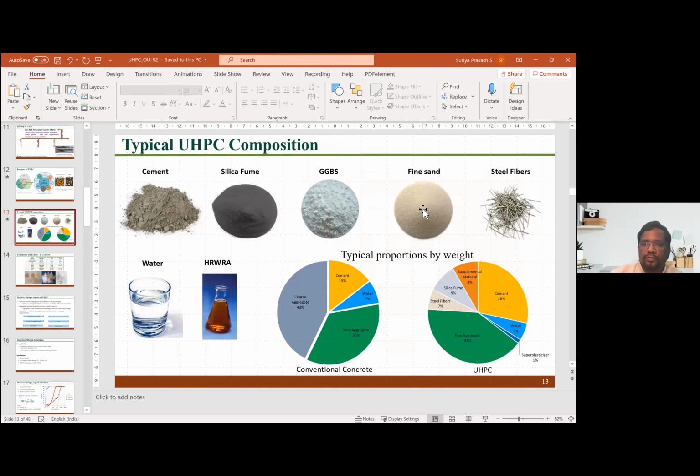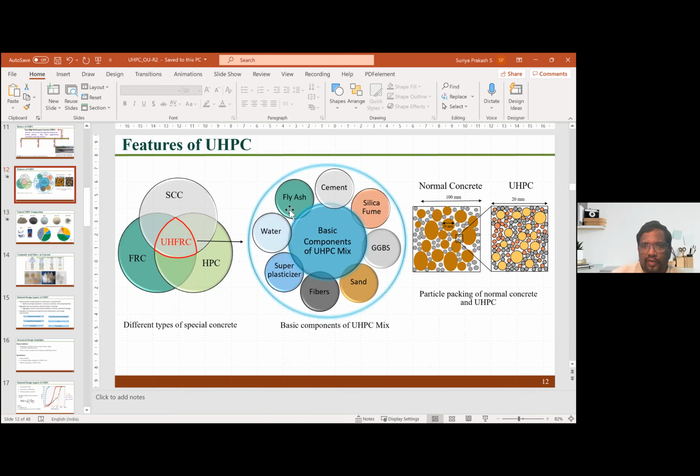Can fly ash not be used, sir? Fly ash also can be used. Fly ash size is also more or less similar to that of cement, right? Yes, definitely. I have not added it here. But in the supplementary material, fly ash also usually we do add. Yes, you're right. So here you can see fly ash is also there.